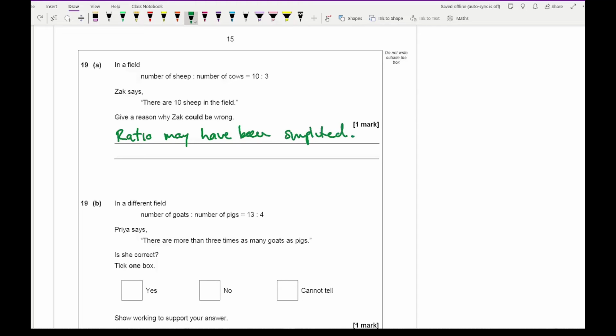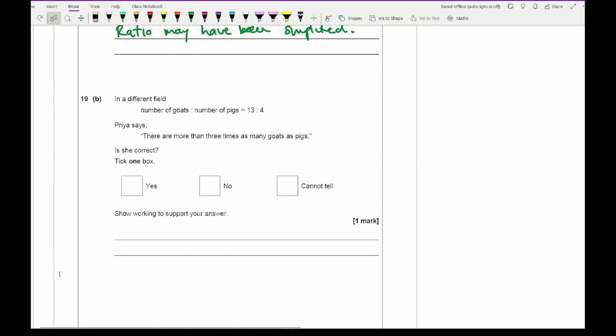There are a couple of other reasons that you could give, but I would say that's probably going to be the most common. So you could say that, again, there might be 20 sheep. The number of sheep could be any multiple of 10. The ratio may have been simplified as I've stated, and the numbers in the ratio do not have to be the actual numbers. So anything along those comments would get you the 1 mark.